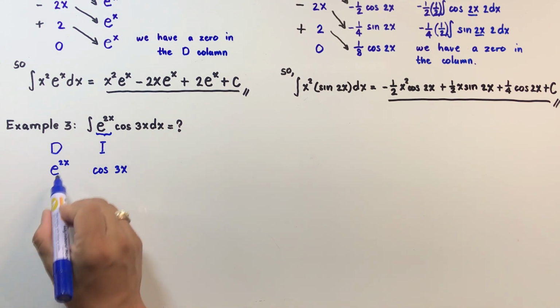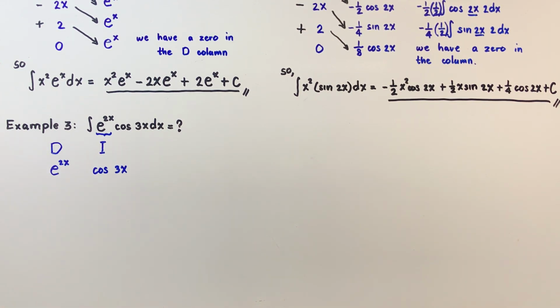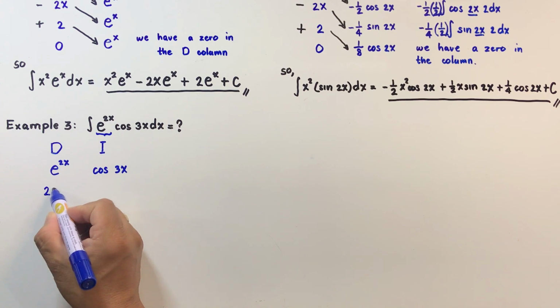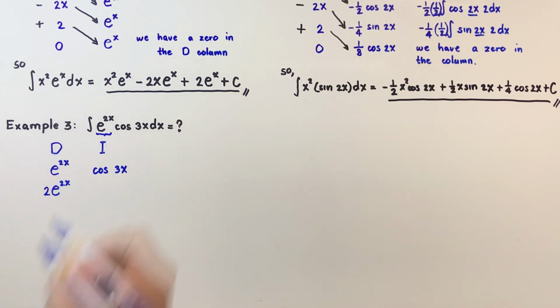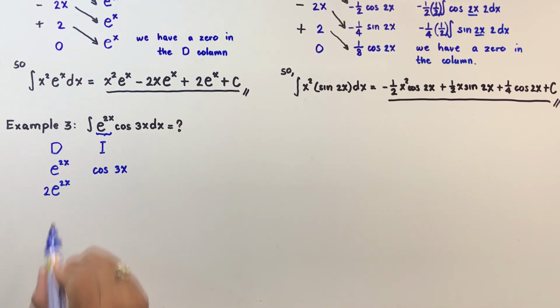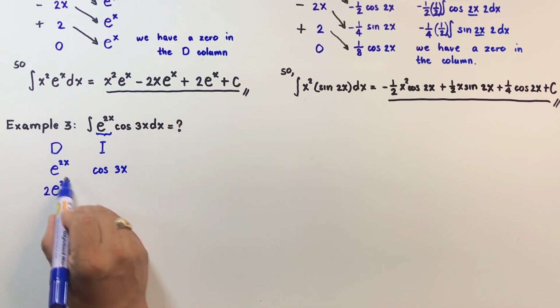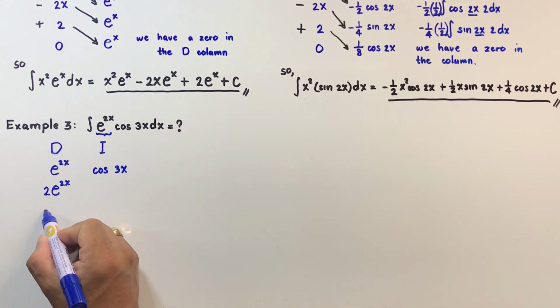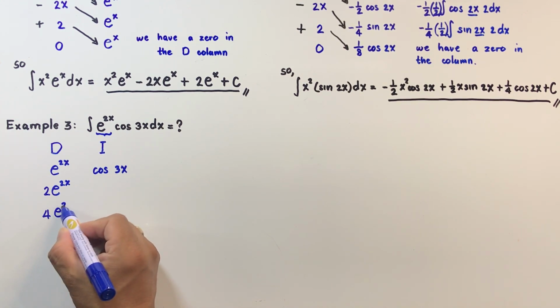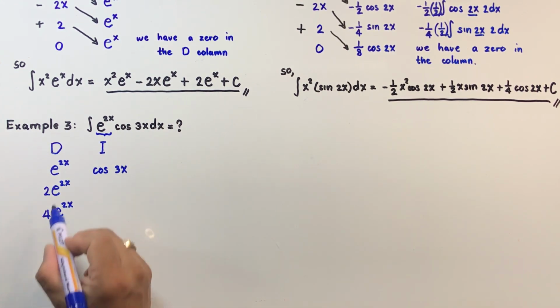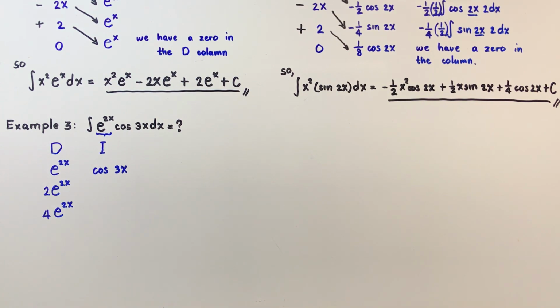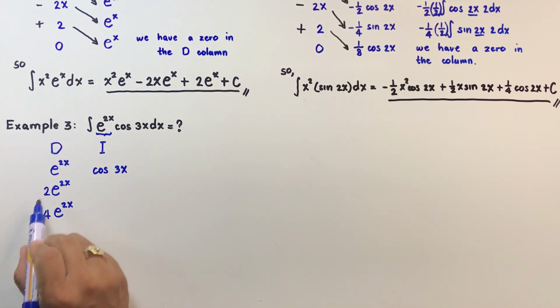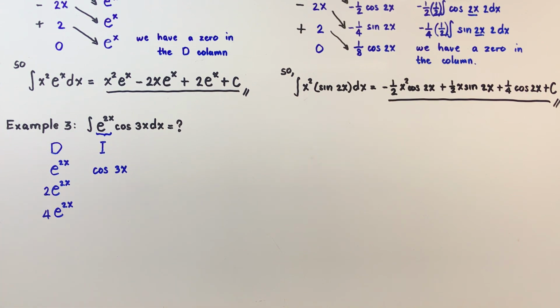So taking the derivative of e to the 2x, we have 2e to the power 2x, because by the chain rule, I need to get the derivative of 2x, which is 2. And then taking the derivative for the second time, we have 4e to the 2x, because the derivative of e to the 2x is 2e to the 2x, but I have a 2 here already, so 2 times 2 is 4.